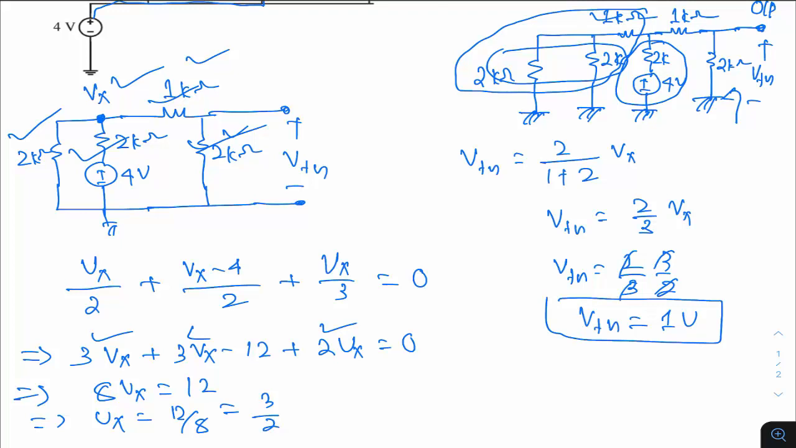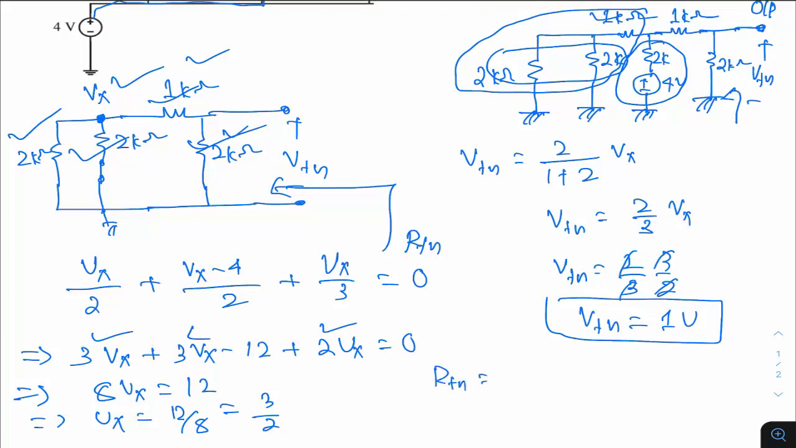From where will you see RTH? From the output node. So from here we will see RTH. You know very well that while computing the value of RTH, the independent sources should be killed. That means independent voltage sources should be shorted, and current sources should be open circuited. In this case we have only one source, which I have replaced by a short circuit.